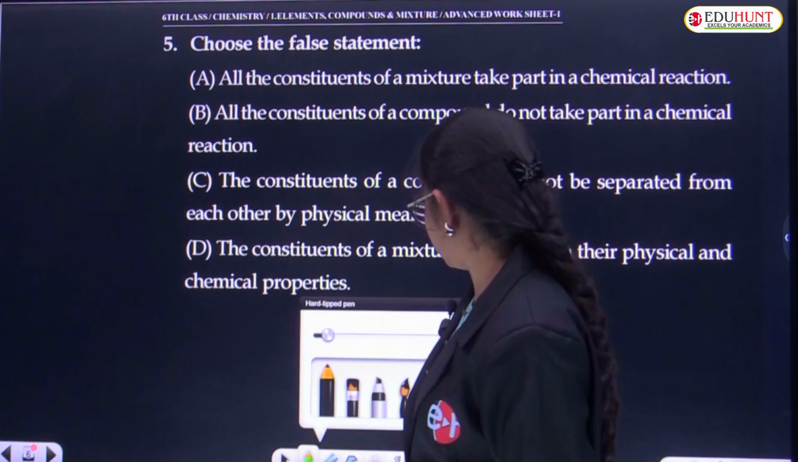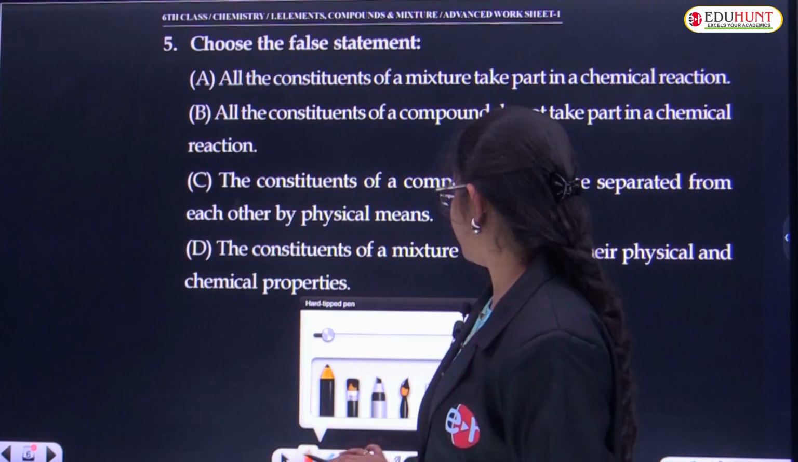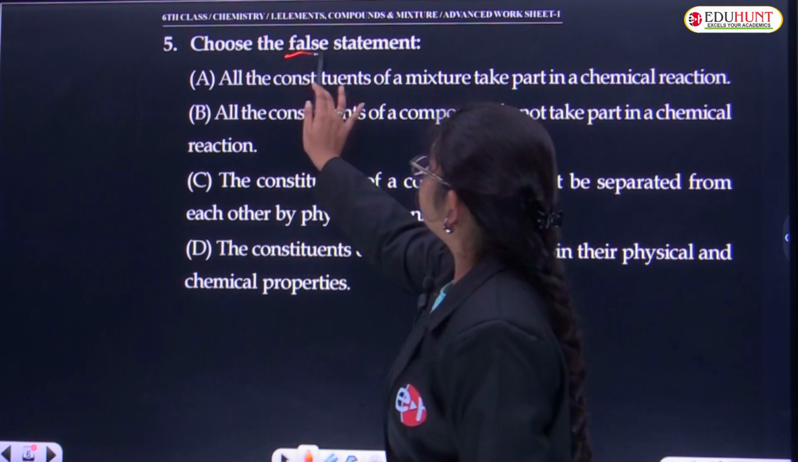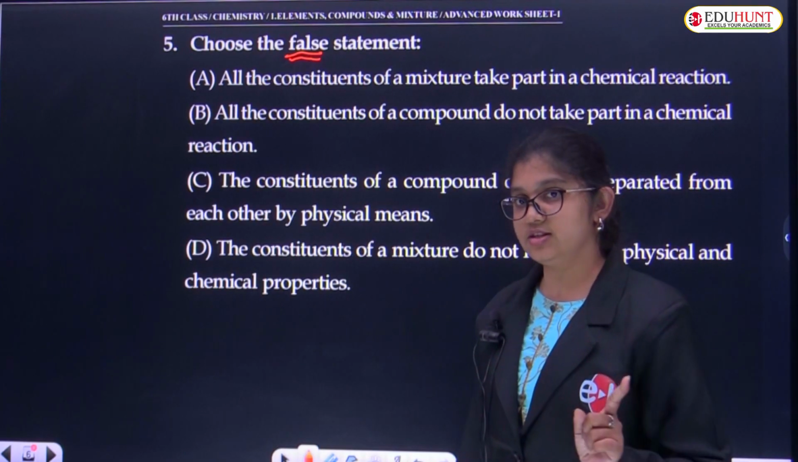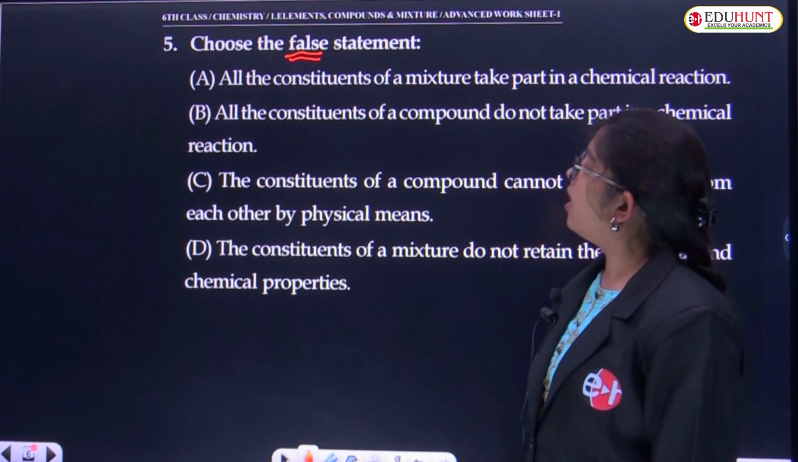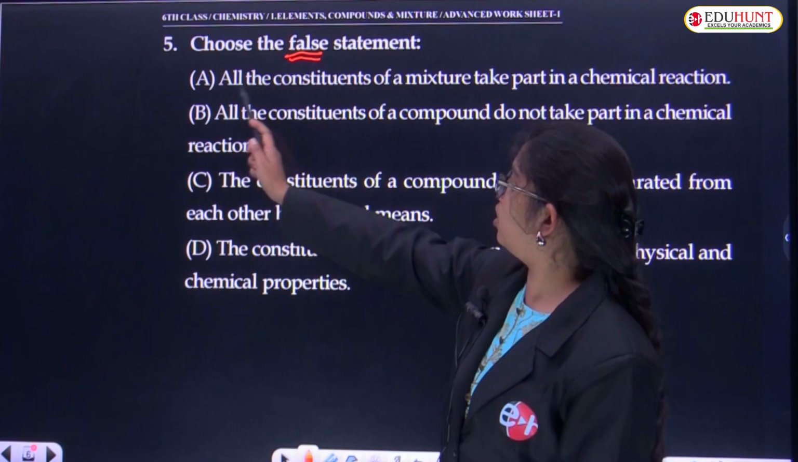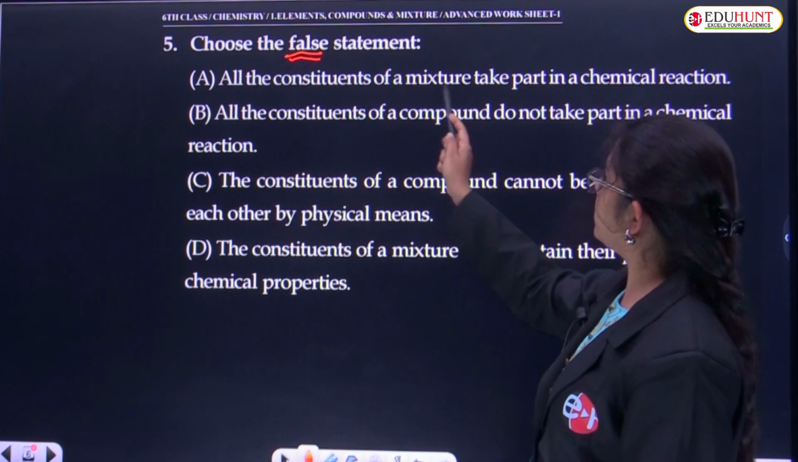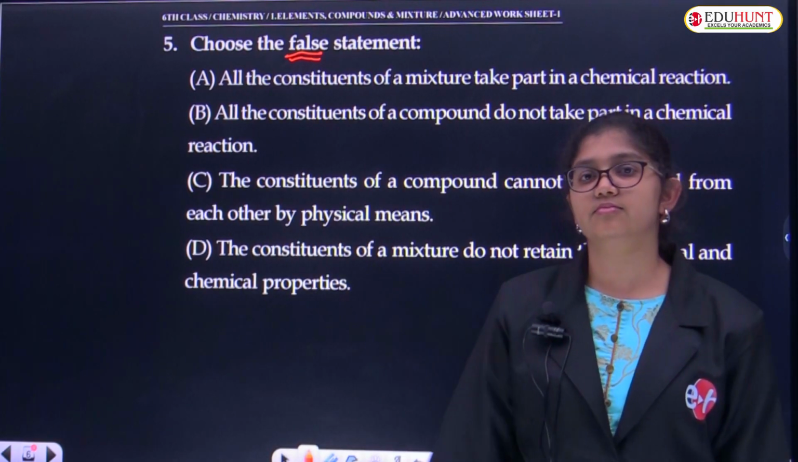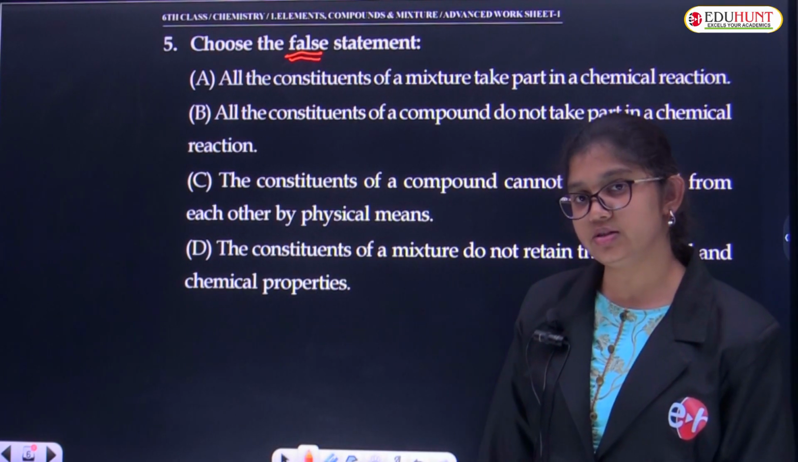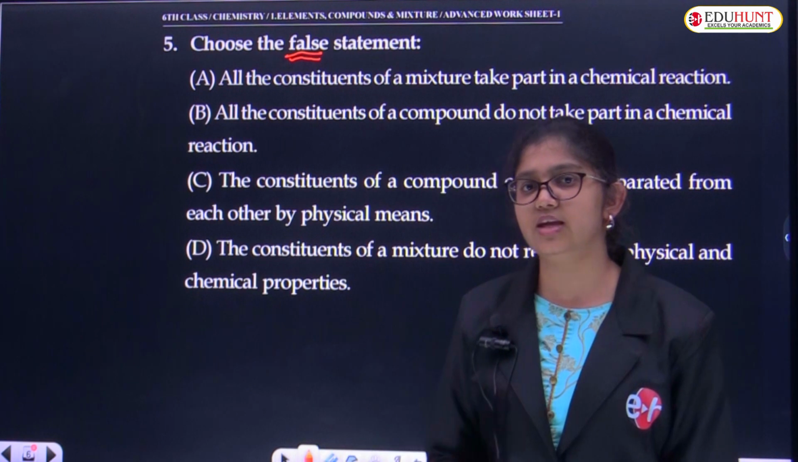Yes, choose first. Choose a false statement. False, which is incorrect, you have to tick that. Okay, false in the sense? Okay. First, option A. All the constituents of a mixture take part in a chemical reaction. Tell me. All the particles of mixtures take part in chemical reaction? Yes?